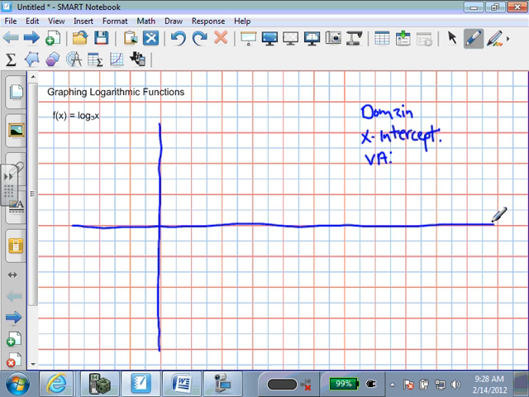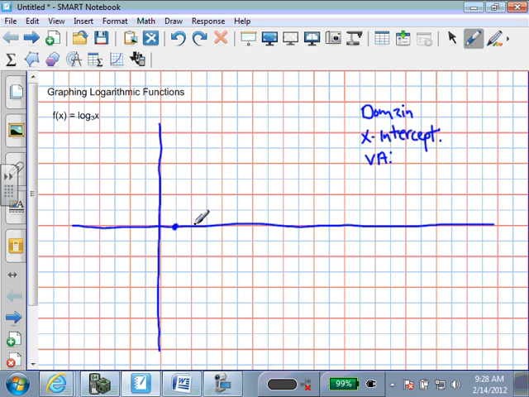If I tried to make x 0, 3 to what power is 0? Well, there's nothing that's going to make that true. So let's try something else. Let's say that x is 1. 3 to what power is 1? Well, 3 to the 0 power is 1. Okay. How about 2? 3 to what power is 2?